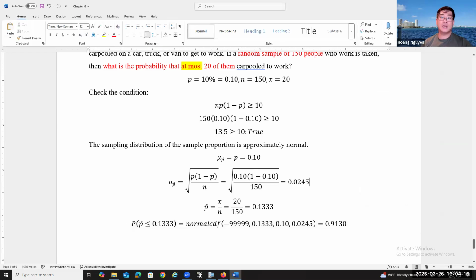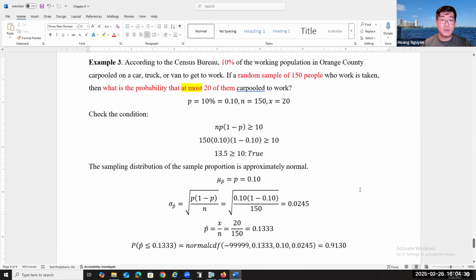So this is the probability that at most 20 of the 150 people carpool to work. That's about 91%. This is the second example of the sampling distribution of the sample proportion.